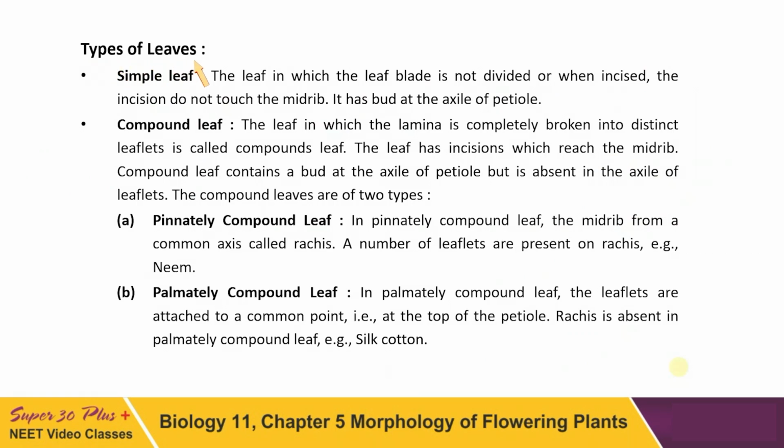Types of leaves. Very, very interesting one, very important one. One is the simple leaf. By this time we have discussed only the simple leaf. The leaf in which the leaf blade is not divided, or when incisions are there, they do not reach the midrib, and it has a bud in the axil of the petiole. Try to understand what we mean.